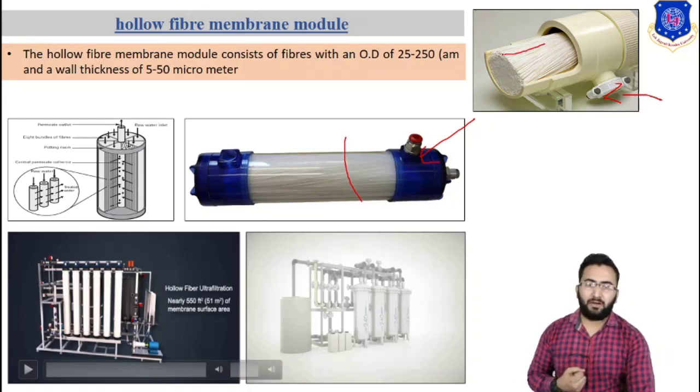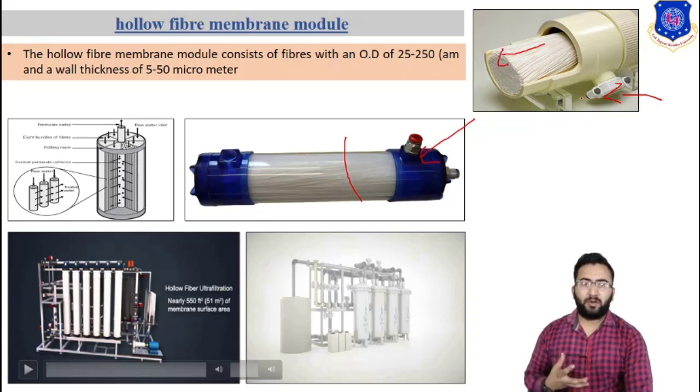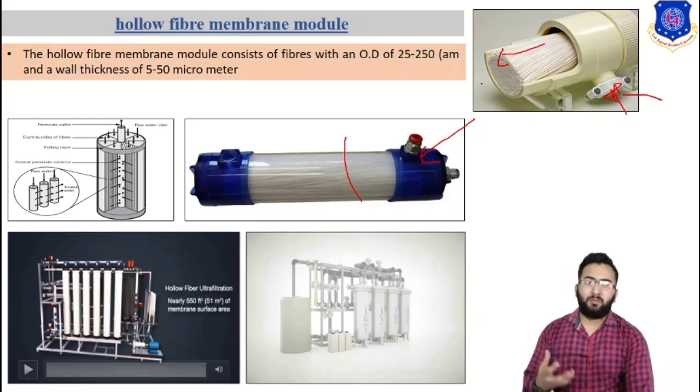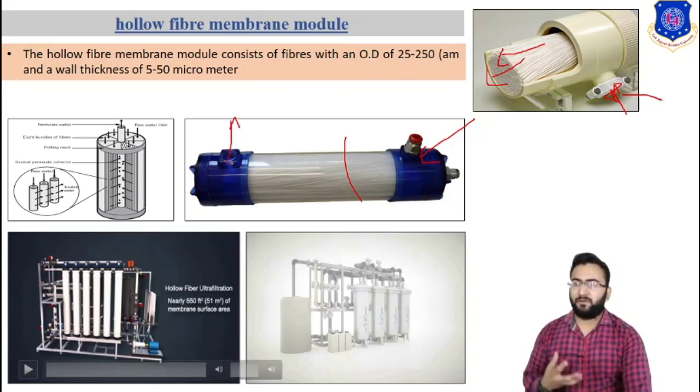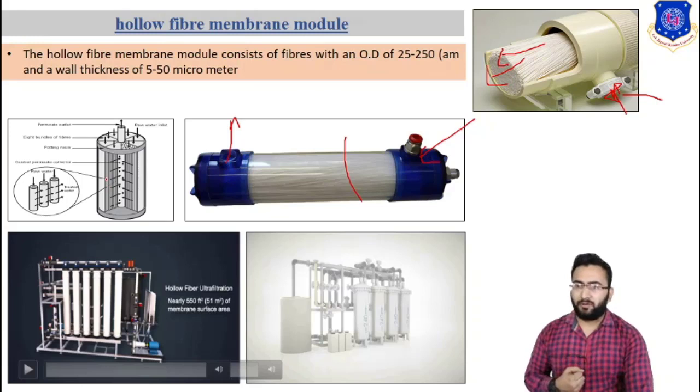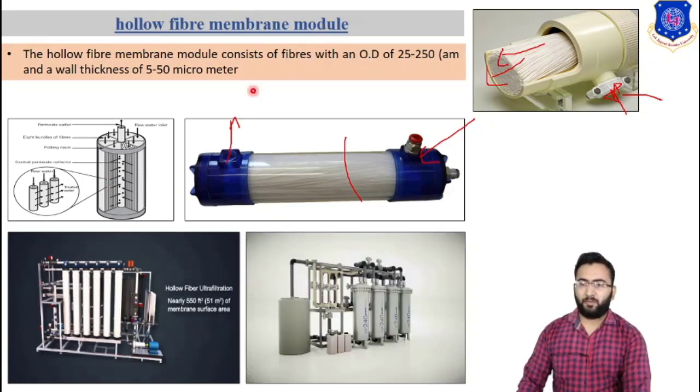This is one outlet of the hollow fiber membrane module and this one is the inlet of the membrane module. Permeate can be collected over here and the rejected stream will be collected from this side. So this is one type of hollow fiber membrane module. To understand the hollow fiber membrane module, let's consider this animation.